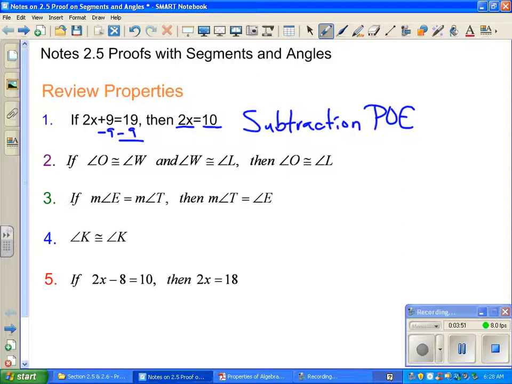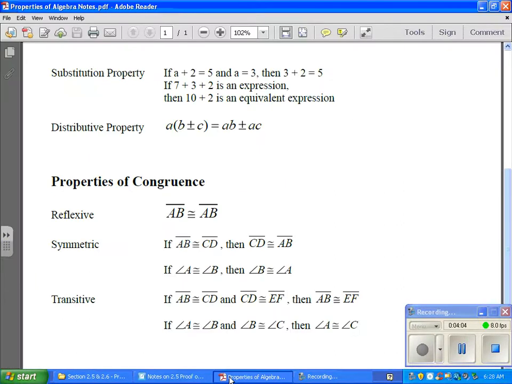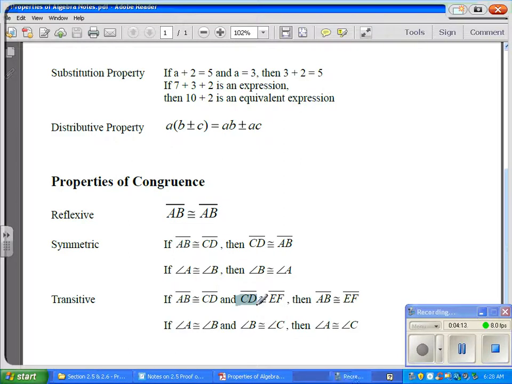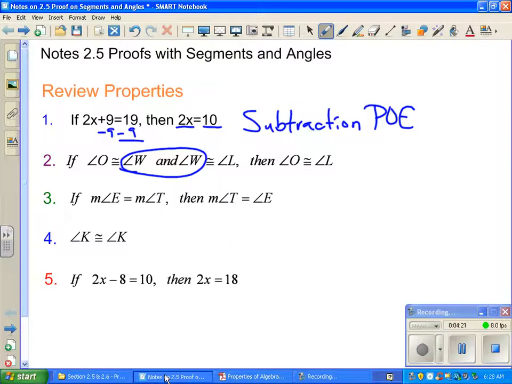Now in this next one, we've got angle O is congruent to angle W, and angle W is congruent to angle L. And see, they both are congruent to W. That's again that property that allows us to take out the middleman and just have that AB is congruent to EF like before, that transitive property. If I take out these two that are alike, then I have angle O is equal to angle L. So here we have transitive. And I think we'll just abbreviate that.